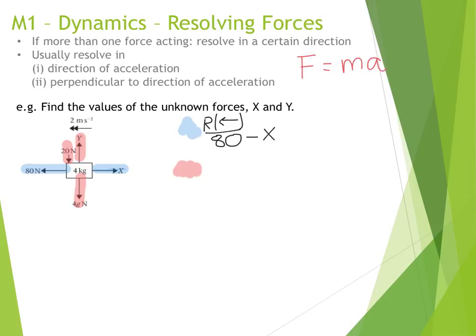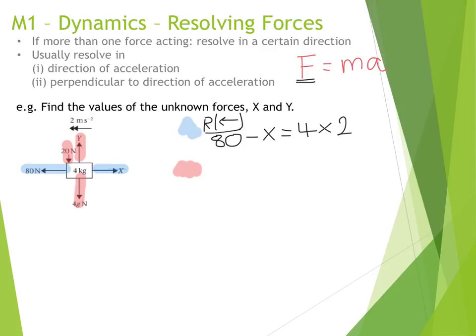So I've resolved all my forces so far. I've dealt with this F part. So now I can set that equal to the mass, which is 4, and the acceleration in the direction that I've chosen, which is 2. So that's my equation so far.